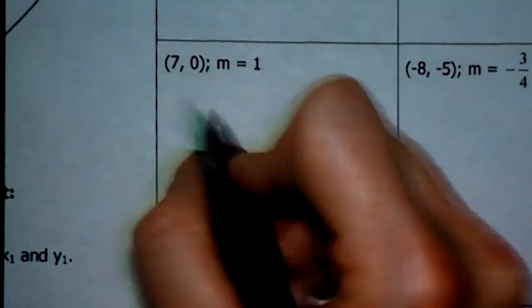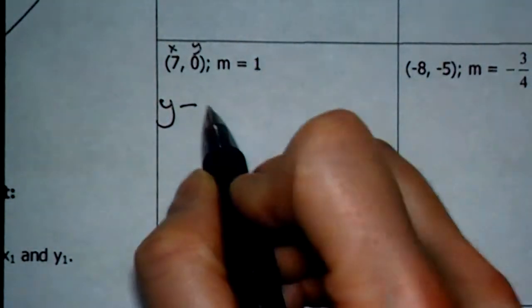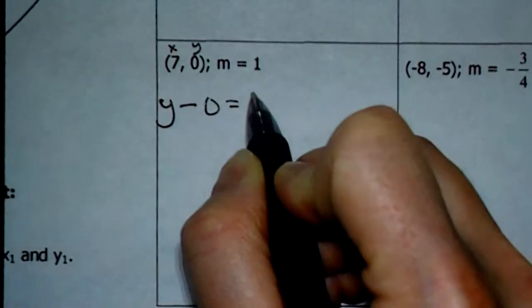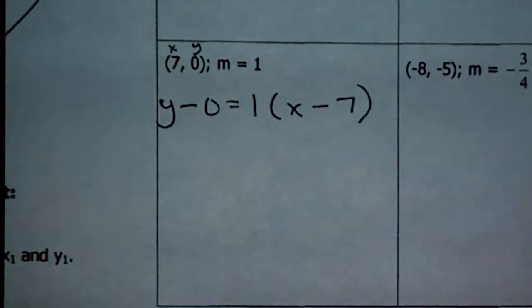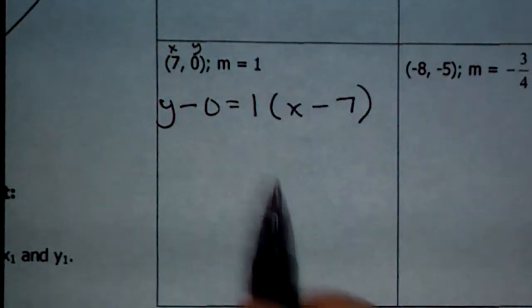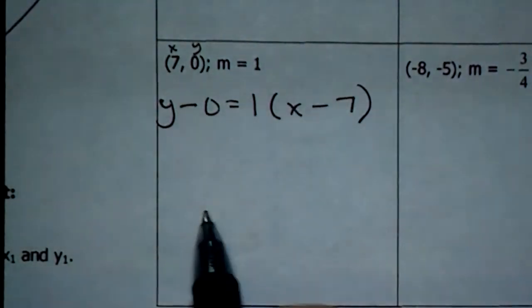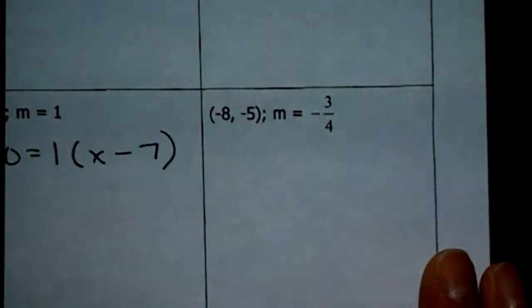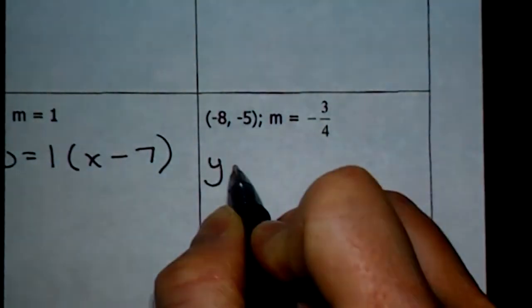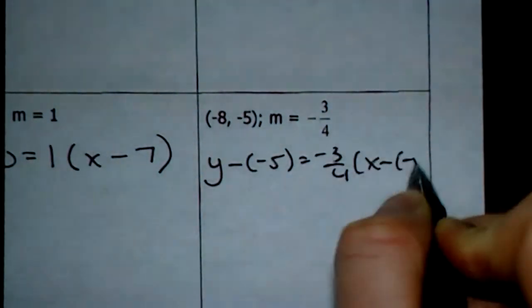Alright, let's try another one. y minus, and this is my x, this is my y, minus y1 equals the slope times x minus x1. Crazy, I know. You could fix this one up a little bit too, and it would just end up being y equals x minus 7, but for now we're supposed to leave this in point-slope form, so we'll leave it. Alright, last but not least, y minus y1 equals the slope times x minus x1.